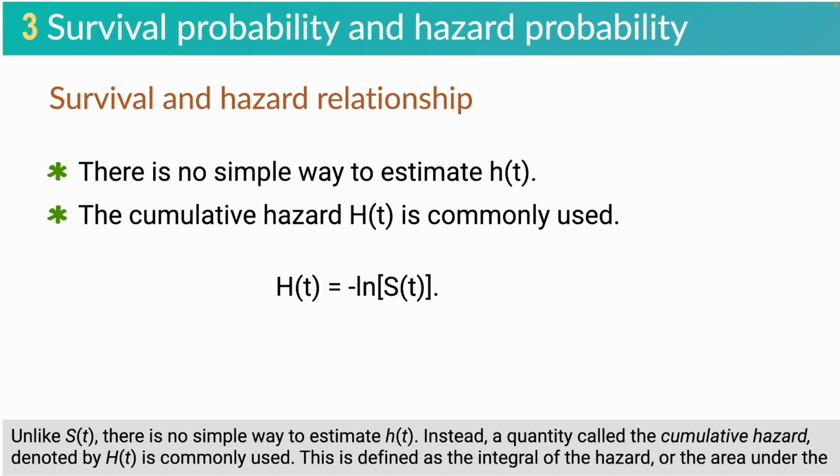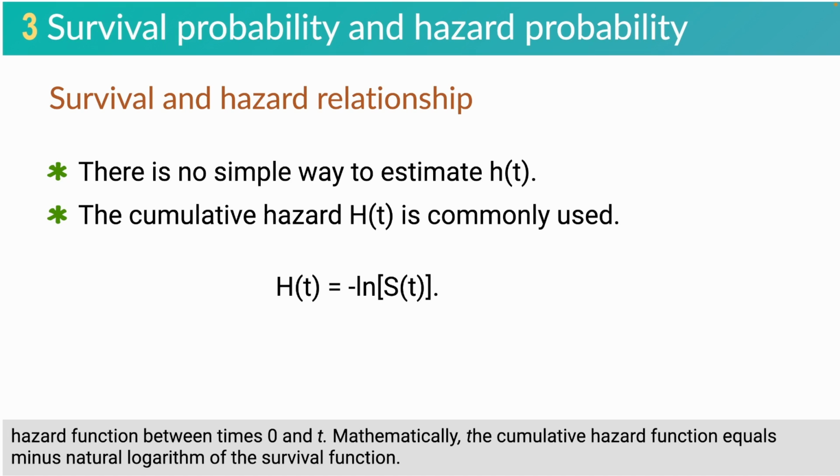Unlike survival probability, there is no simple way to estimate hazard rate. Instead, a quantity called the cumulative hazard, denoted by capital H(t), is commonly used. It is defined as the integral of the hazard, or the area under the hazard function between times 0 and t. Mathematically, the cumulative hazard function equals minus the natural logarithm of the survival function.